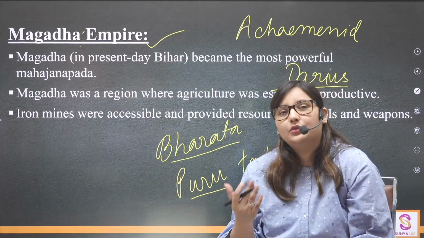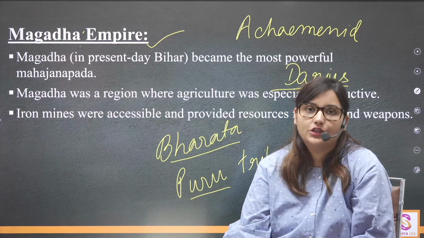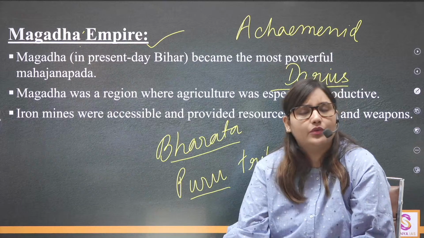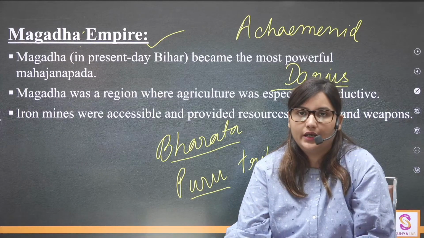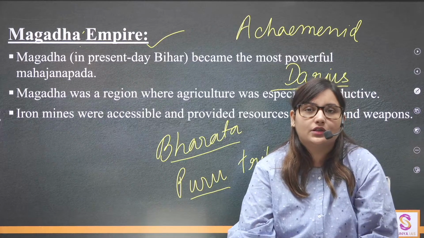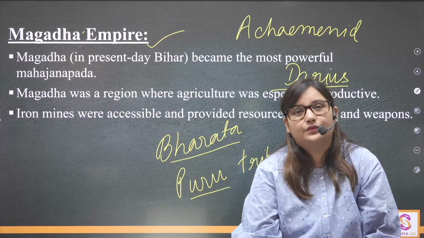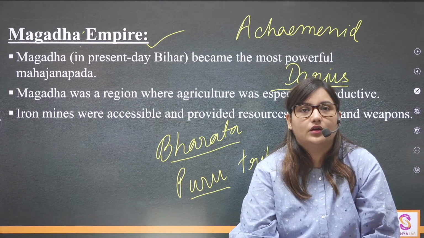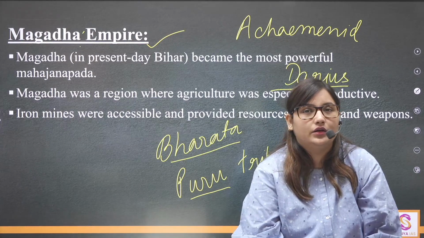Now come to the next part, Koshal. Koshal was in eastern Uttar Pradesh. It belonged to the Northern Black Polished Ware culture. Very important. Northern Black Polished Ware culture, NBPW culture. Its mention is found in the Ramayana and many other Pali literature.